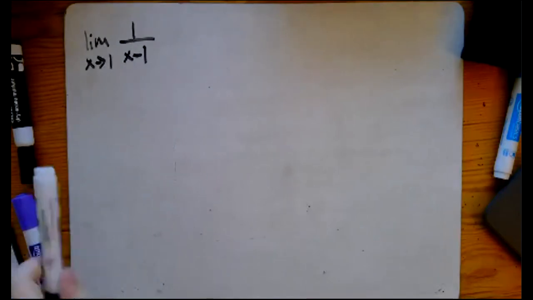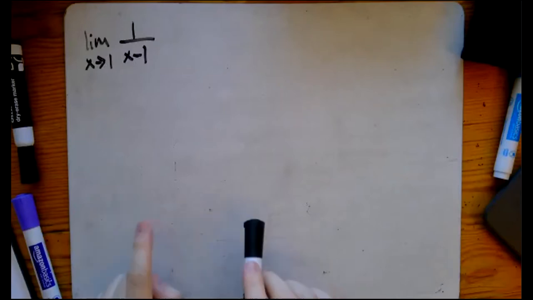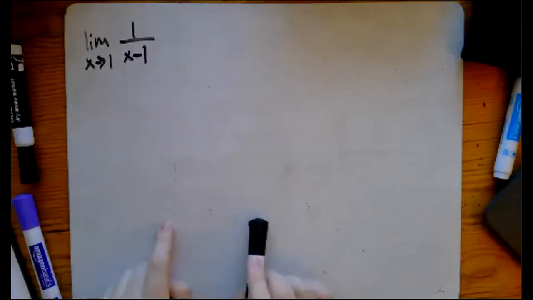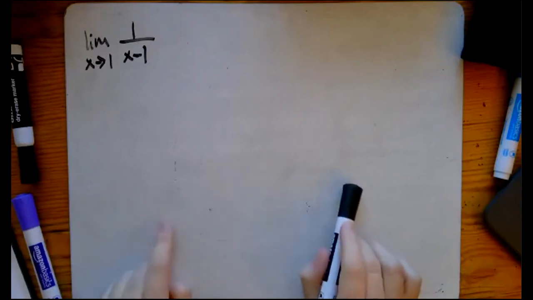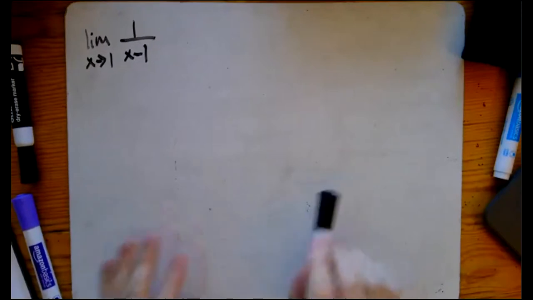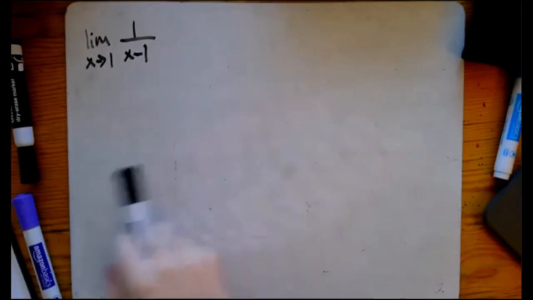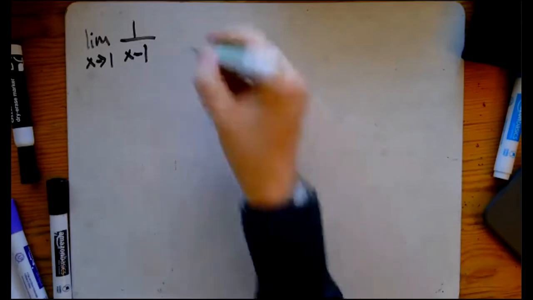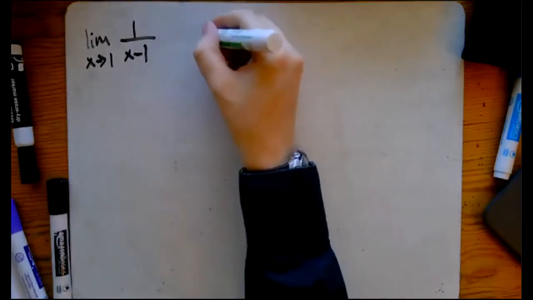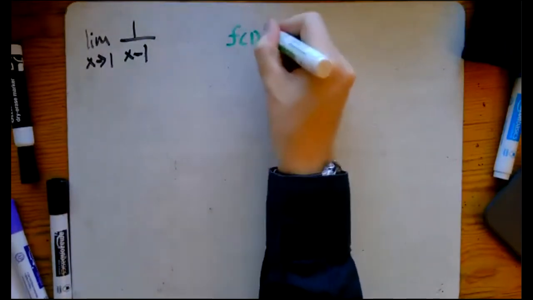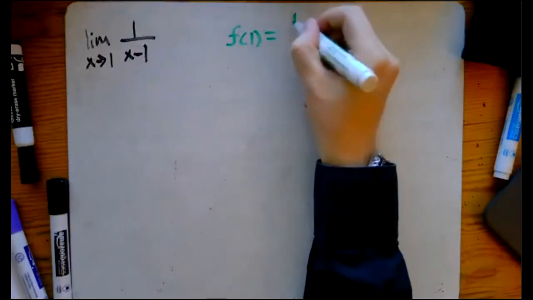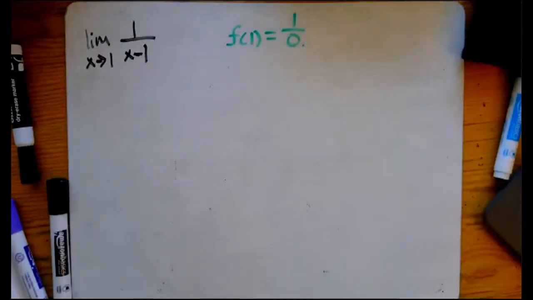So, remember what I said a minute ago. The first thing we should do is plug in our limit. Try substitution right away. See what you get, and then you can develop a plan. So, if we substitute in right away, what would f of 1 be? F of 1 would be 1 over 0. Uh-oh.